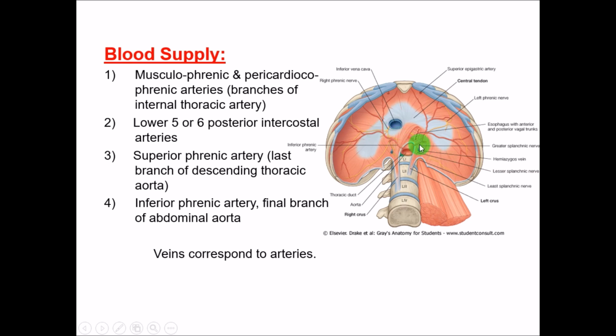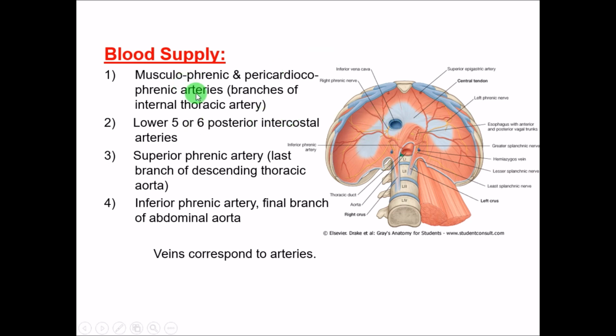Okay, so on either side it is a pair. On either side, the inferior phrenic artery will be supplying from below, which is a branch from the abdominal aorta itself, and the superior phrenic, which is a branch from the thoracic aorta. All these arteries will be supplying the whole of the diaphragm.